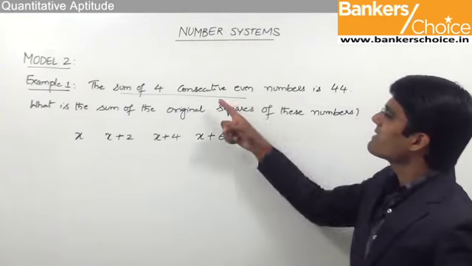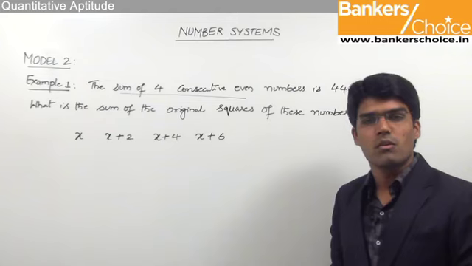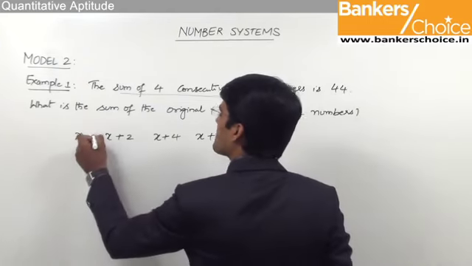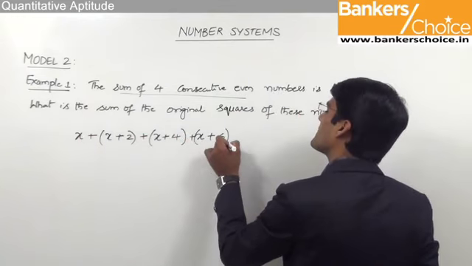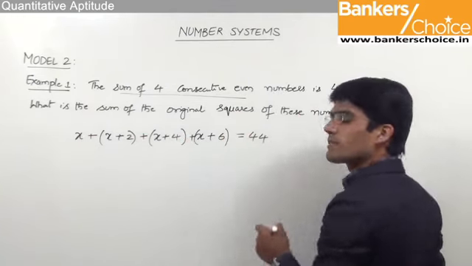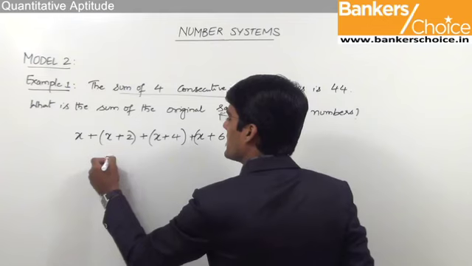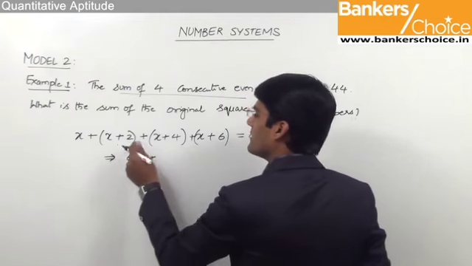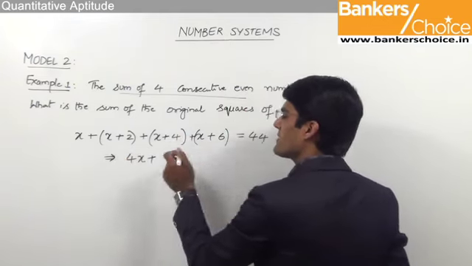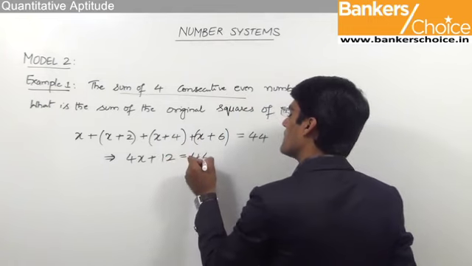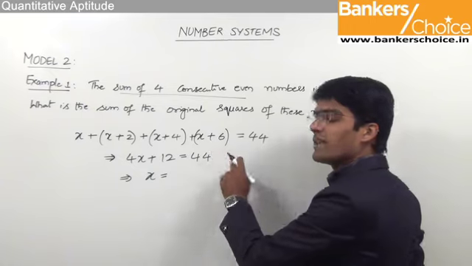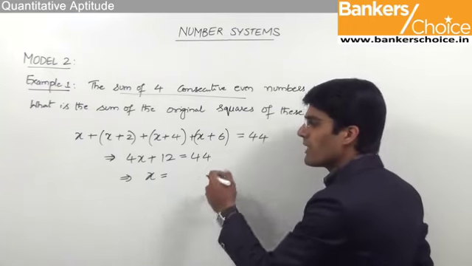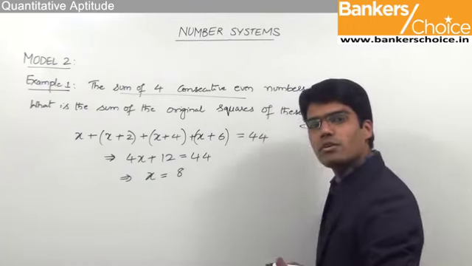Now the question says the sum of these 4 even numbers is equal to 44. So we can say that x plus x plus 2 plus x plus 4 plus x plus 6 should be equal to 44. From this we can say 4x plus 2 plus 4 is 6, plus 6 is 12, equals 44. So very clearly 4x would be equal to 44 minus 12, which is 32. 32 by 4 is 8. So x is equal to 8.